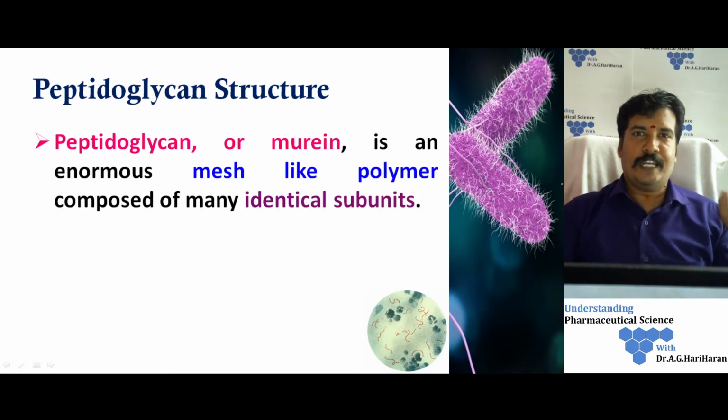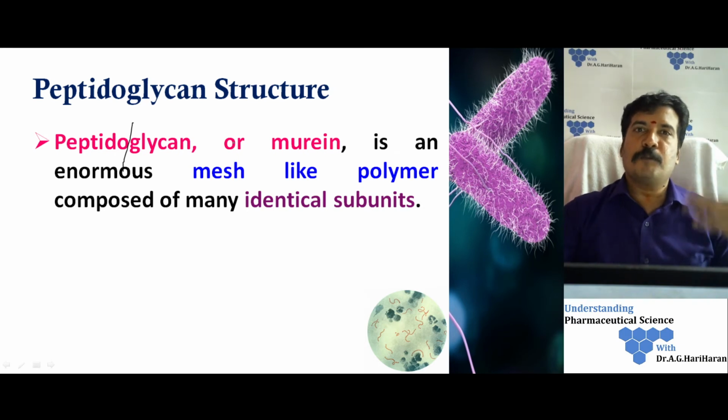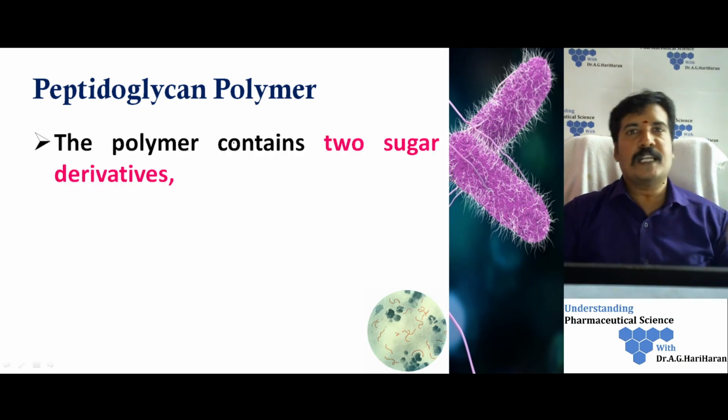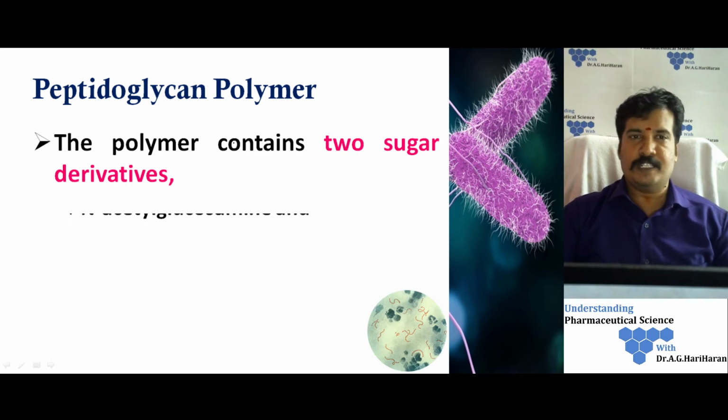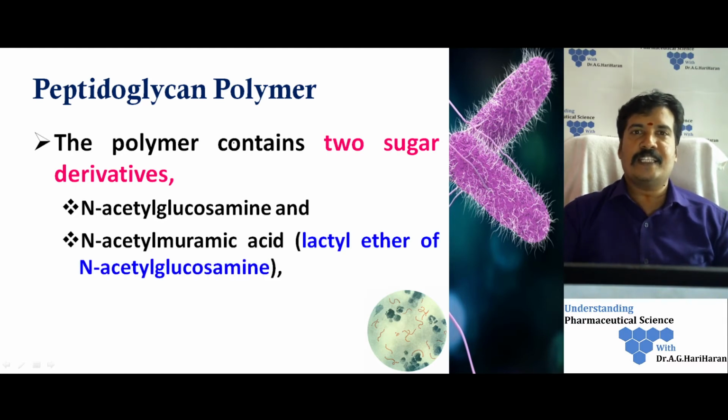The name peptidoglycan itself tells us that peptido means it carries a protein and glycan means it carries a sugar moiety. So it is a polymer. This peptidoglycan is also called murein. It is a net-like, mesh-like structure of polymers composed of identical units of glycan and protein. This peptidoglycan polymer contains majorly 2 sugar moieties and proteins also. The 2 sugar moieties are N-acetylglucosamine, which we call NAG, and the second is N-acetylmuramic acid.